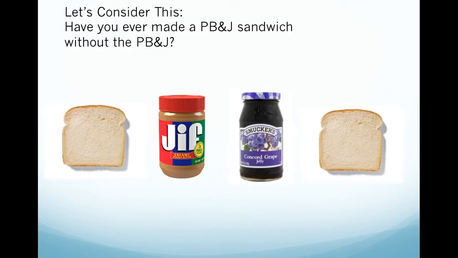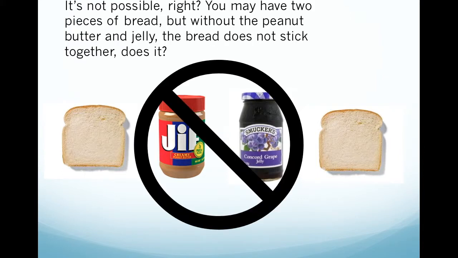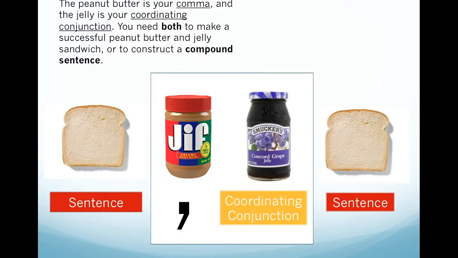Now let's consider this. Have you ever made a peanut butter and jelly sandwich without peanut butter and jelly? It's not really possible. You may have two pieces of bread, but without the peanut butter and the jelly, the bread just doesn't stick together, does it? So we're going to use this analogy to figure out how to construct a compound sentence. In this case, the peanut butter is your comma, and the jelly is your coordinating conjunction.